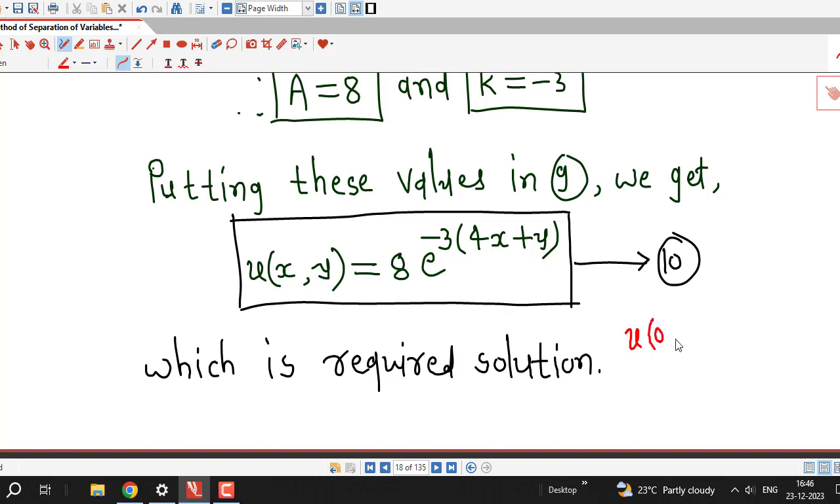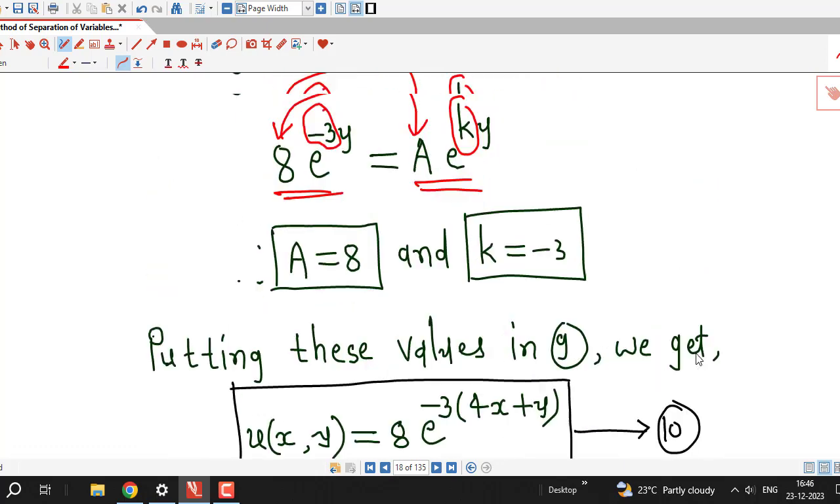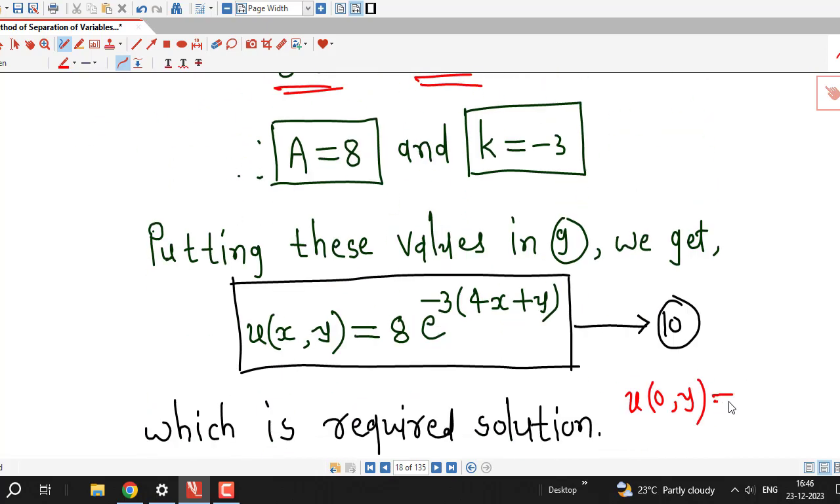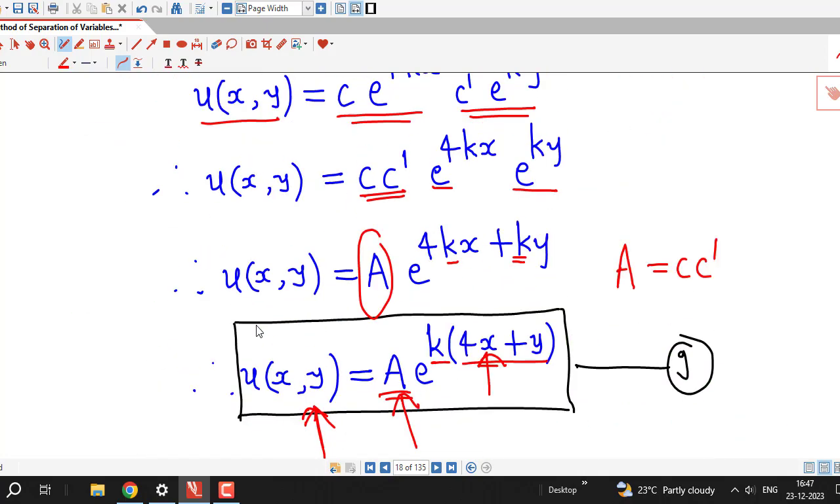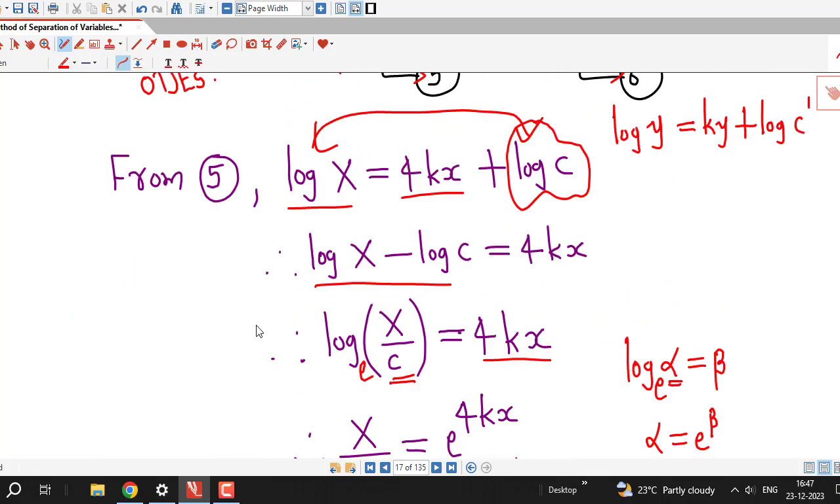What is the given condition? u(0,y) equals 8 times e raised to minus 3y. That is, when x equals 0, we must obtain this quantity from this solution. So we can easily see that if I take x equal to 0, here I have 8 times e raised to minus 3y. So this is the correct solution satisfying the given condition. So this is a very easy method.